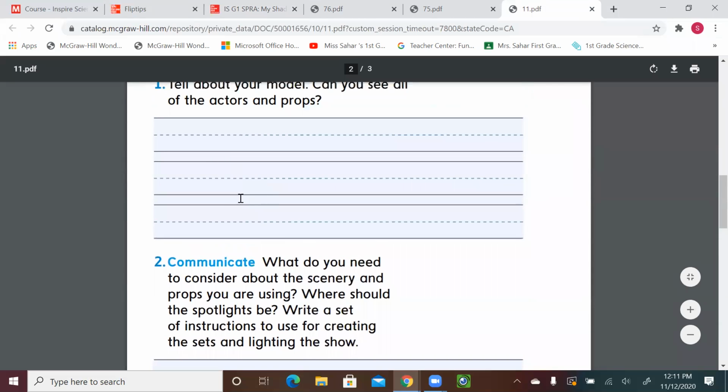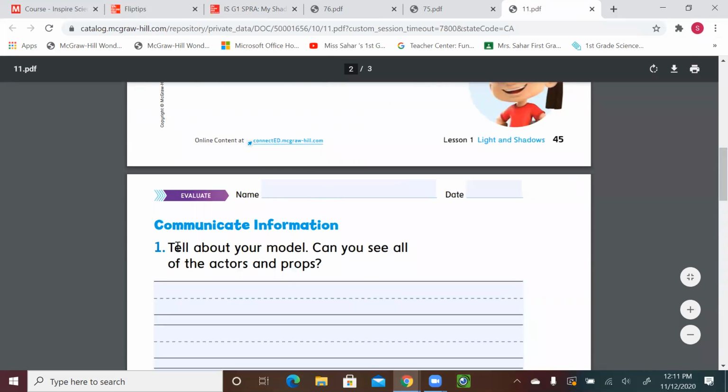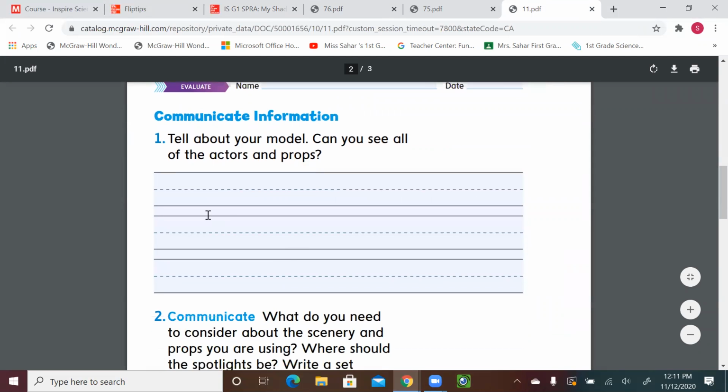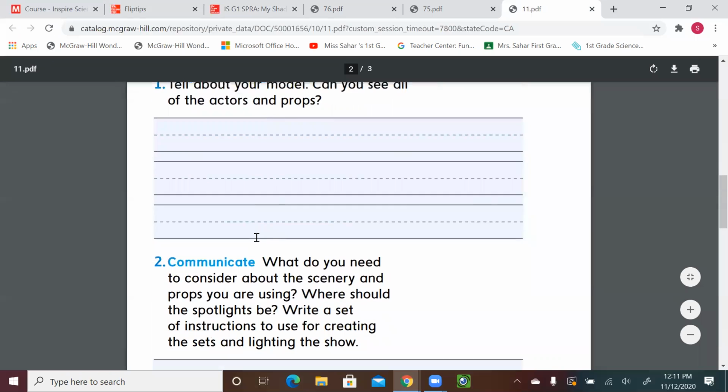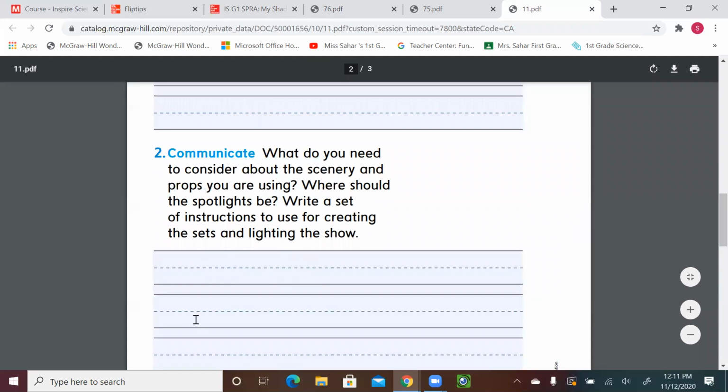So this is what you need to fill in, whether you made the top part or just used the tissue box. You need to write your explanation. What did you see? So tell about your model. Can you see all the actors and the props? Same as if you have the tissue box and you put something in it and you don't have any light. Can you see it? Of course, because there is no light, you cannot see. But if you have the flashlight, using it as a spotlight, this is when you will be able to see your figures or whatever you put in the tissue box, and also the shadow. So you created enough light so your eyes can see, and this light reflects on the object you put in the tissue box, so you were able to see that shadow.